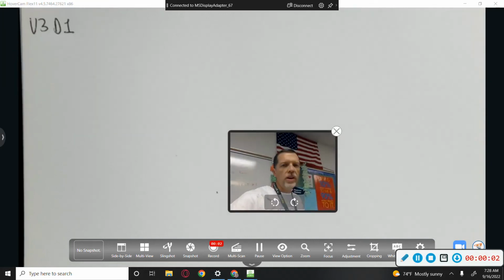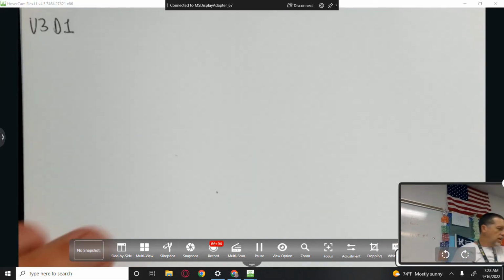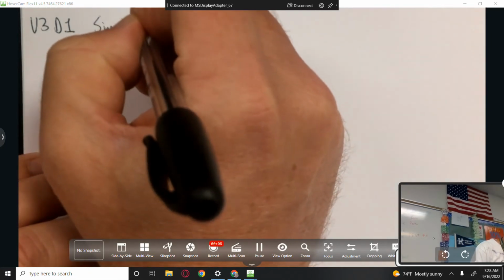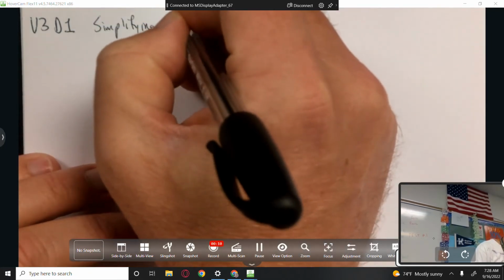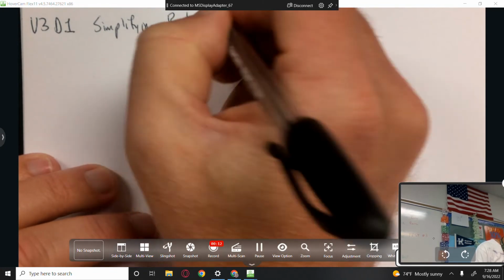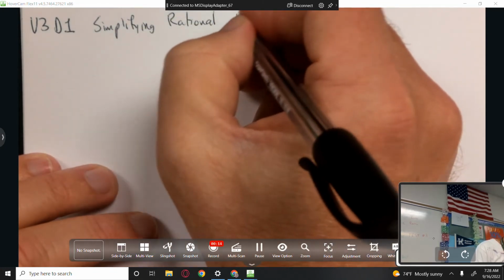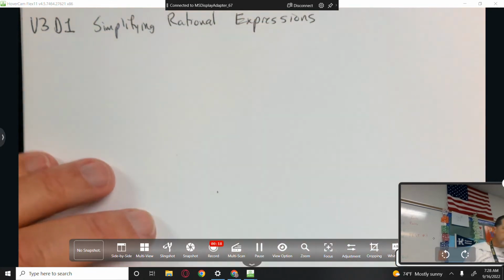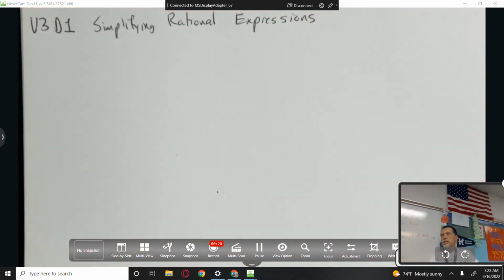Unit 3, Day 1, simplifying rational expressions. Well, let's talk through what each of those words mean, and then we'll do some examples together.